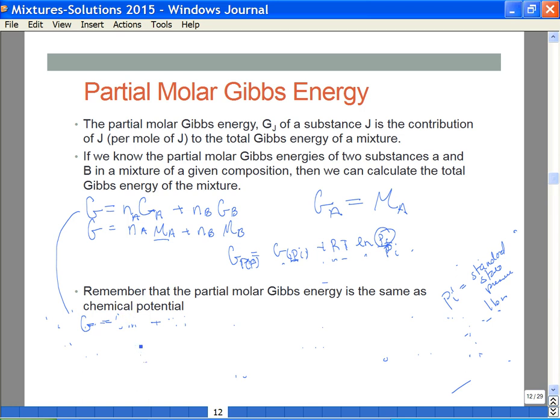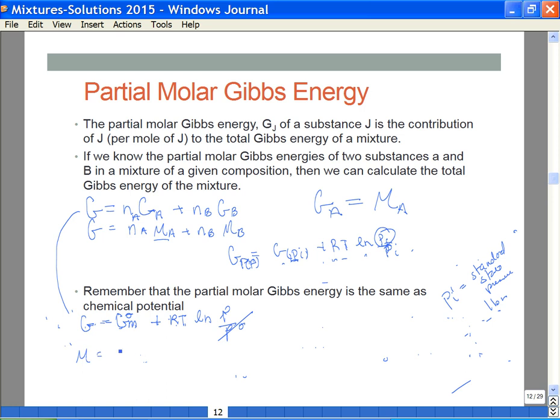So now we've got G and we've got G in the standard state. When we have G in the standard state, we use that little circle, right? So it's molar Gibbs energy in the standard state plus RT natural log of P, where P is the pressure of interest. When we put it over P initial, which is 1 bar, it's effectively putting it over 1, so we can pretty much just get rid of it. So it'll just be P. Therefore, that's our equation for molar Gibbs energy.